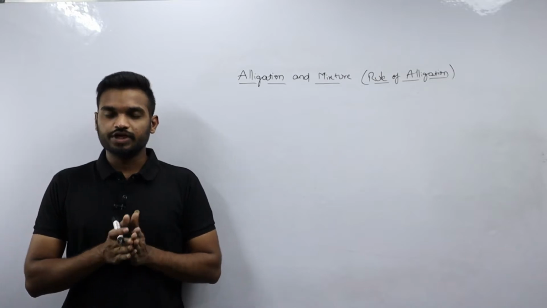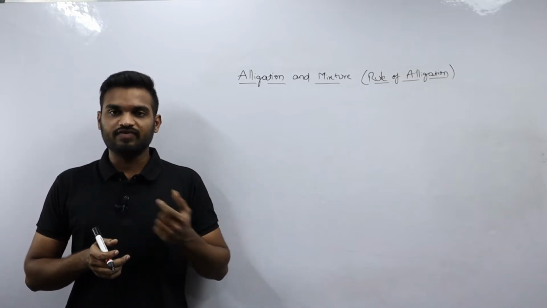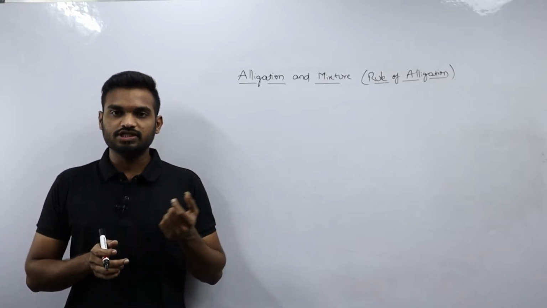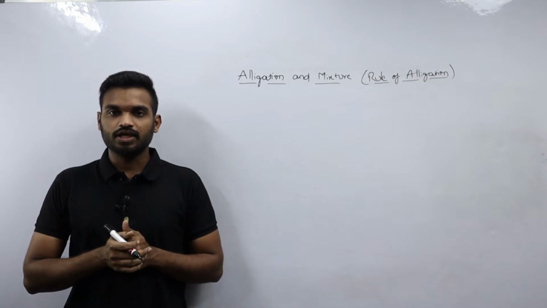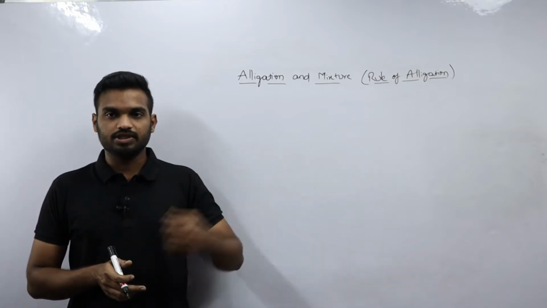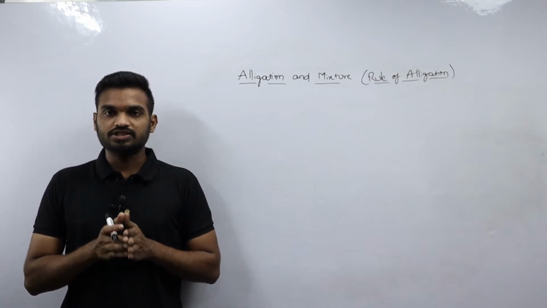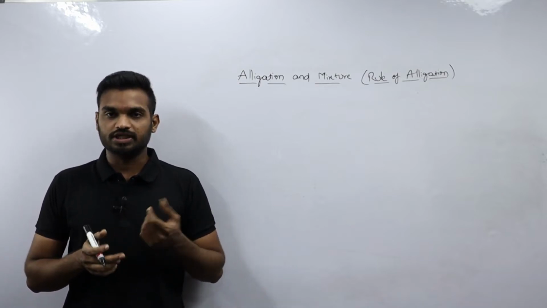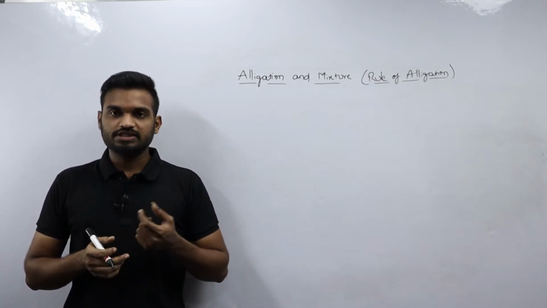First of all, we need to know the concept of Rule of Alligation and also why we use this method to solve problems. Now I will take one example and explain why we use this Rule of Alligation method, so that we can come to know in what situations we need to use this formula or method. I am considering one example.